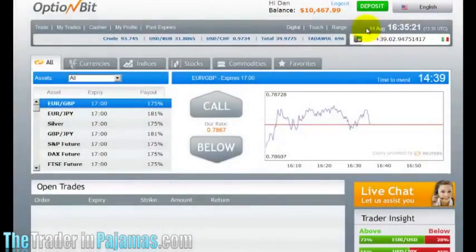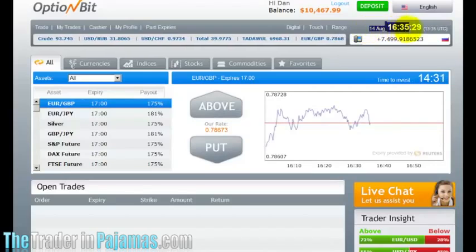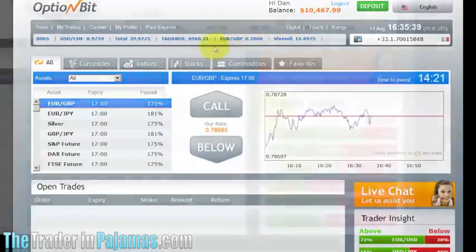Okay, so we're back just one day later, and today is August 14th, and it is 4:35. As you can see, I finished trading yesterday with a small profit, and now my balance is $10,467.99. But today, I'm going to change that significantly. So it's the same process.